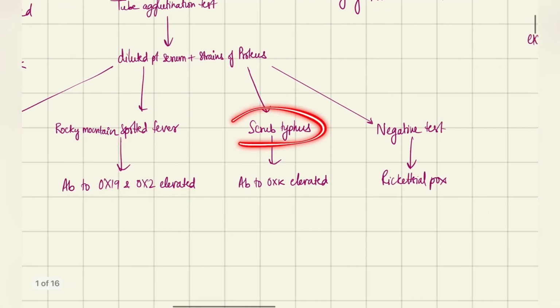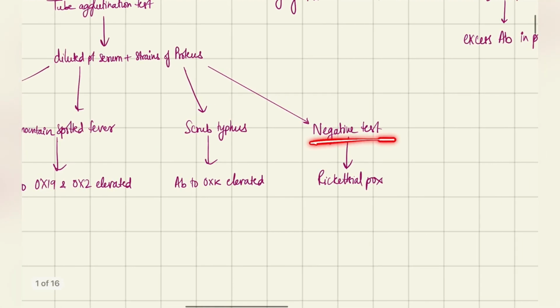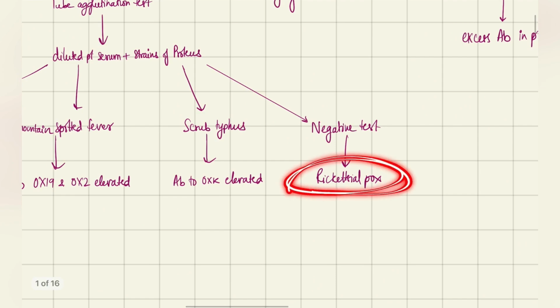In scrub typhus, which I'll cover in the next video, it's caused not by Rickettsia but by Orientia tsutsugamushi. Don't worry, we'll cover it in the next video. But if there is antibody to OXK elevated, that indicates the presence of scrub typhus. And finally, a negative test, where we don't see any characteristic change, means it's rickettsial pox.